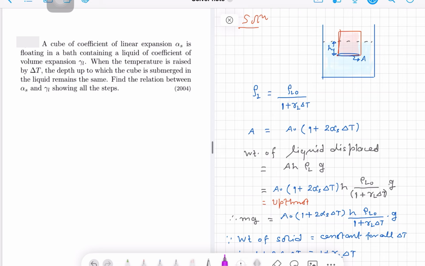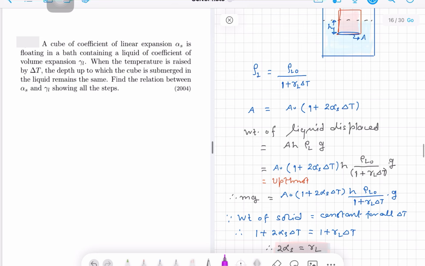So first, let us recall that buoyancy force is the force equal to weight of displaced liquid, and that buoyancy force must be balancing the weight of solid, right? Let us find how the weight of displaced liquid will be calculated. The weight of displaced liquid will be volume of liquid displaced into density of liquid into g.